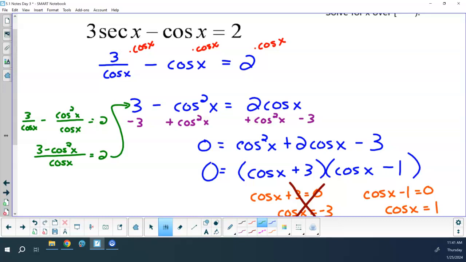Okay? You now have enough information to start the third side, the solving practice page in your blue packet. I believe it is labeled 5.1 solving trig equations practice.